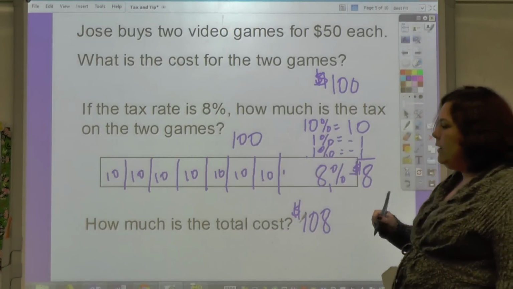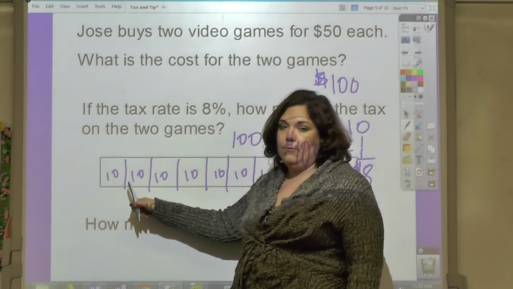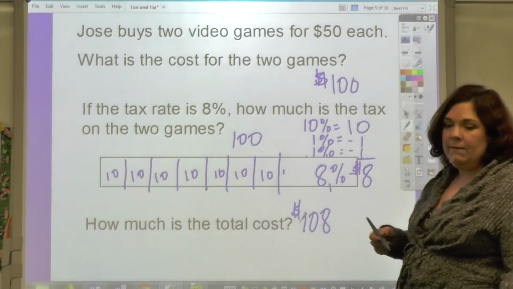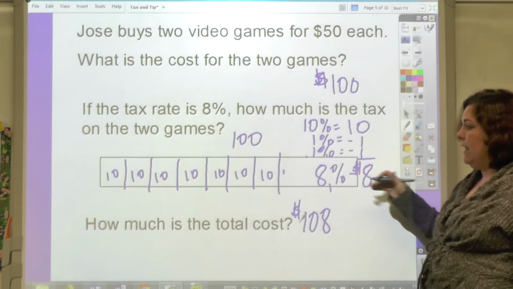And you could find half of this and then add 3%. And half would be 5, and adding 3% would be 3, and so you'd get 8 also.